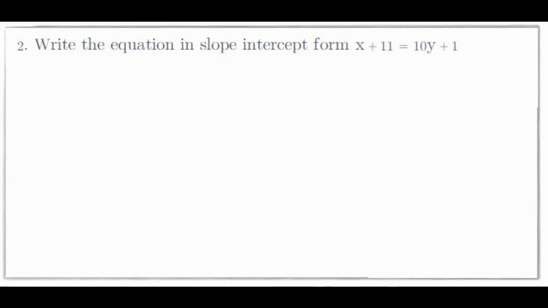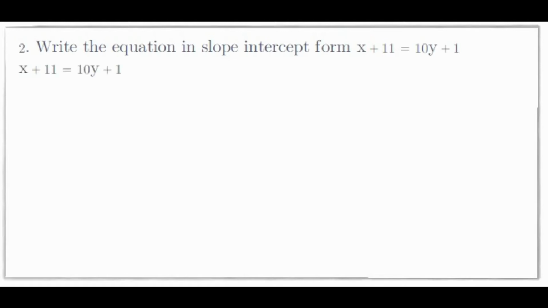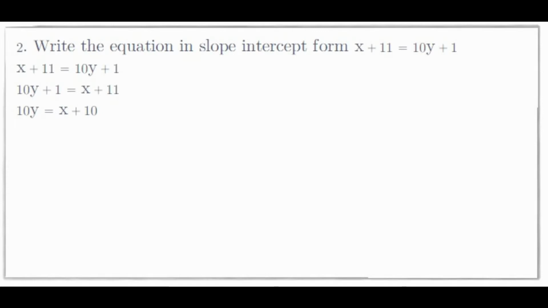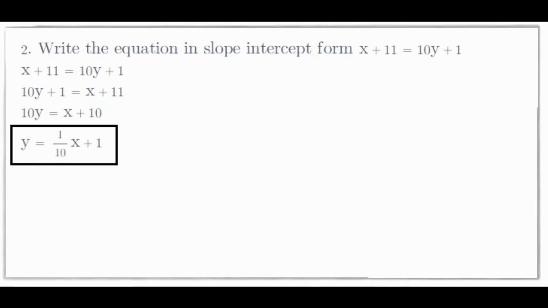2. Write the equation in slope-intercept form. x plus 11 equals 10y plus 1. We typically write y in terms of x, so let's switch the two sides and write 10y plus 1 equals x plus 11. Subtracting 1, we have 10y equals x plus 10. Divide by 10, we have y equals 1/10 x plus 1.